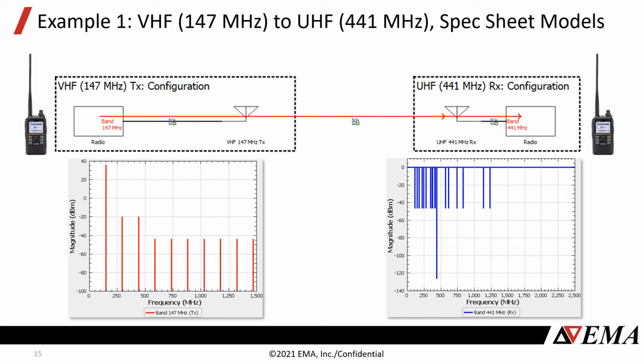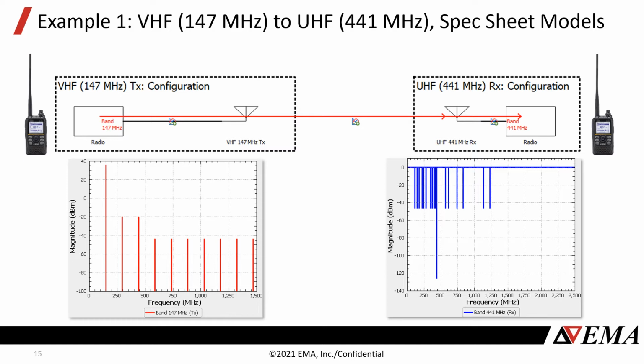So let's start out here with example 1. We have a VHF transmitter operating at 147 megahertz, and we are going to interfere with a UHF receiver operating at 441 megahertz. Okay, so this is going to be the simplest case that we consider today. You can do the math probably in your head. 3 times 147 is going to give you 441 megahertz, and that's important.